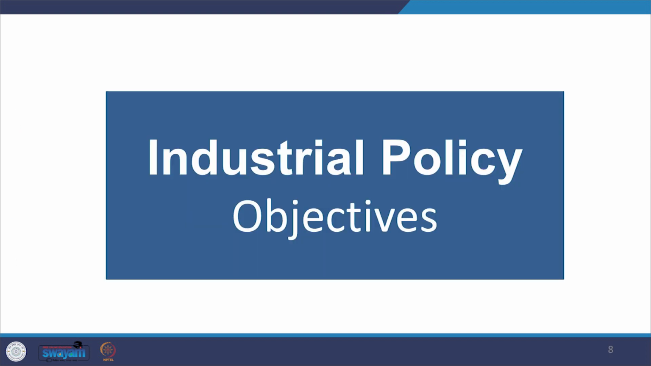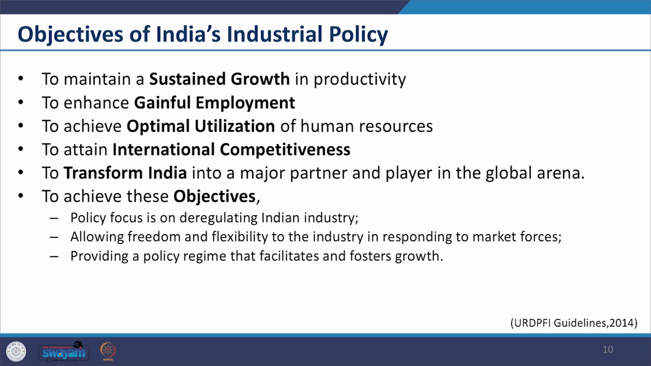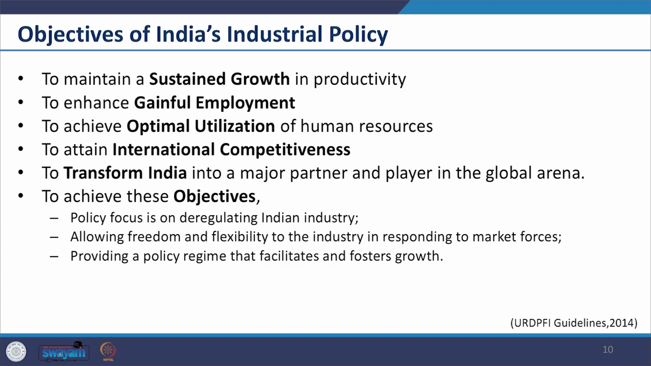So moving on, let us see the main objectives of India's industrial policies. The objectives are to maintain sustained growth in productivity, to enhance gainful employment. So you see how employment has been an issue for us. Also, to achieve optimal utilization of human resources, to attain international competitiveness. You may recollect how we talked about competitive cities. And to transform India into a major partner and player in the global arena. Furthermore, to achieve these objectives, the policy focus is on deregulating Indian industry, allowing freedom and flexibility to the industry in responding to market forces, and providing a policy regime that facilitates and fosters growth.